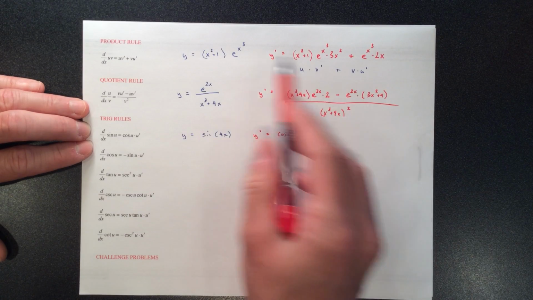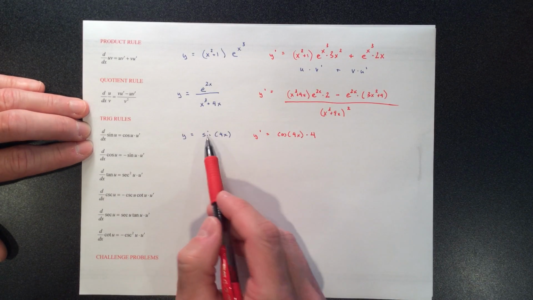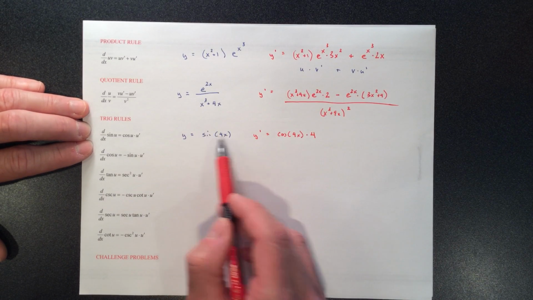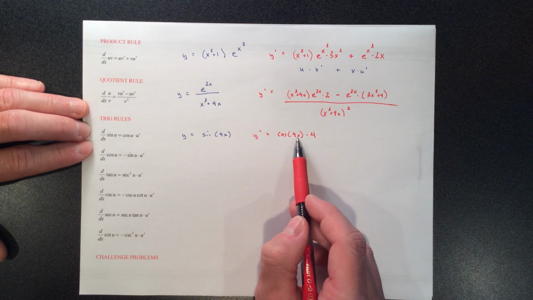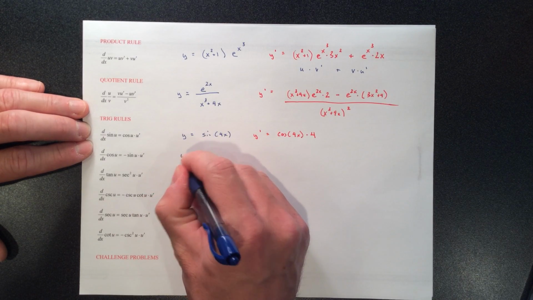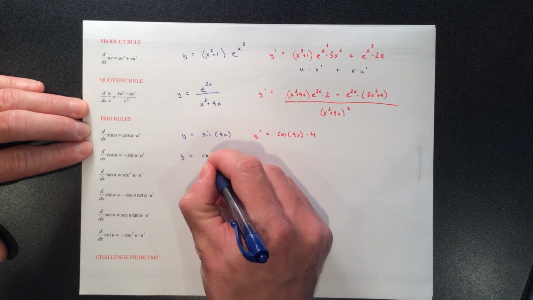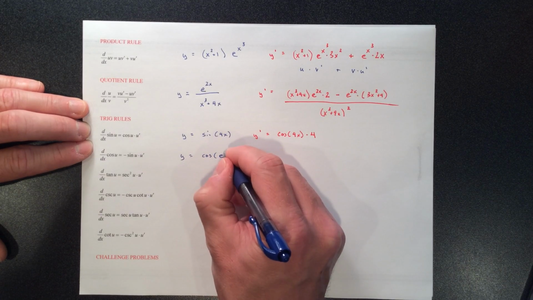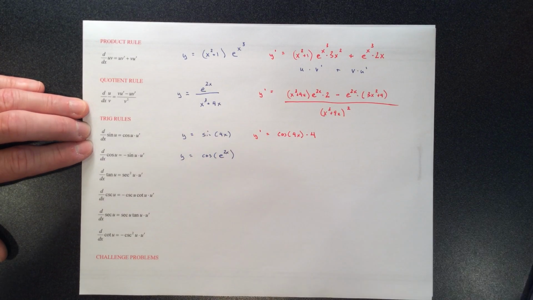And again, I'm using the chain rule on every single one of these things. I'm taking the derivative of the big function, sine, which is cosine. The argument stays the same, and then I have to multiply by the derivative of the inside, times 4. Okay? What if this was y equals cosine of e to the 2x?